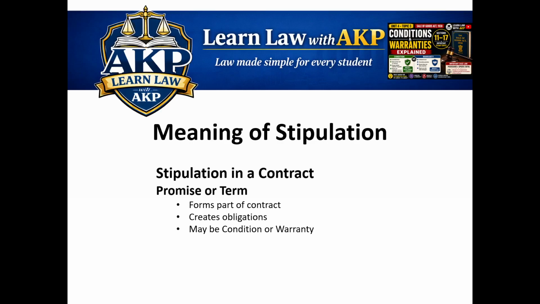In every contract of sale, the parties include certain promises and terms. These terms are called stipulations. Some stipulations are so important that they go to the root of the contract. Others are secondary and support the main purpose of the contract. The law classifies these stipulations into conditions and warranties.